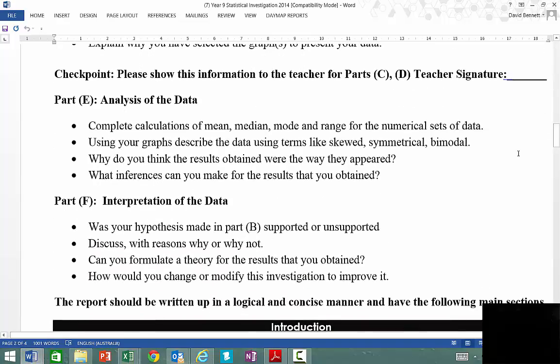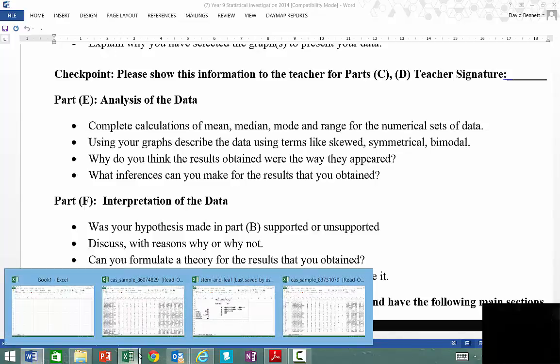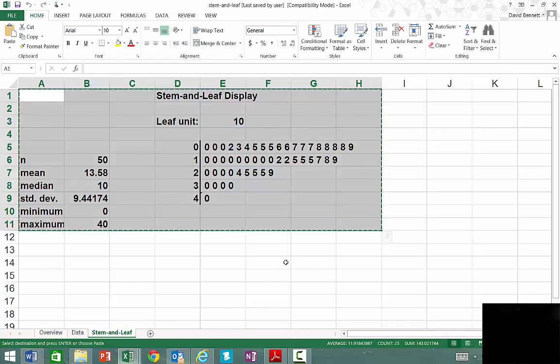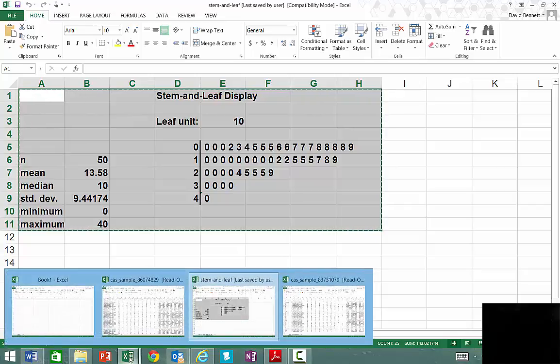The tricky part is this last part of the investigation, which is analysing the data and then interpreting the data in terms of what it meant. Alright, so I'm just going to go through a very, very simple example of some data that we've been collecting through our sample. What I've done is I've collected two stem and leaf plots. I've done the same process again and collected the same information but for some Year 12 students. Remember we were doing Year 9 students.